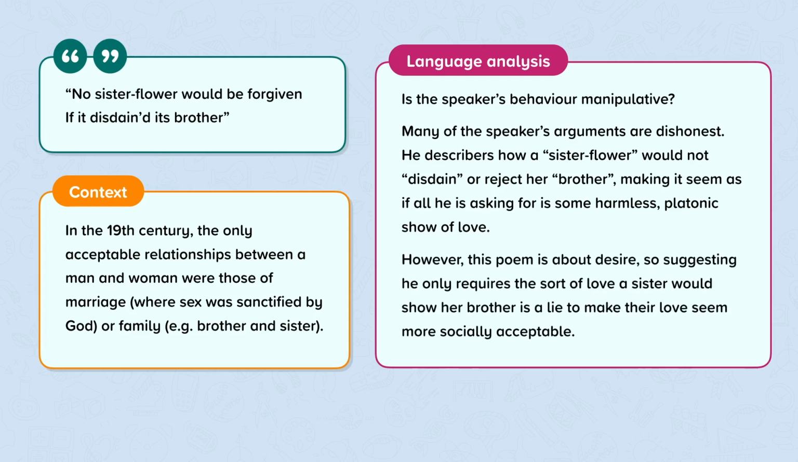However, this poem is about desire, so suggesting that he only requires the sort of love that a sister would show her brother is a lie, to make their love seem more socially acceptable. Arguably, this makes the speaker's behaviour quite manipulative. What do you think?